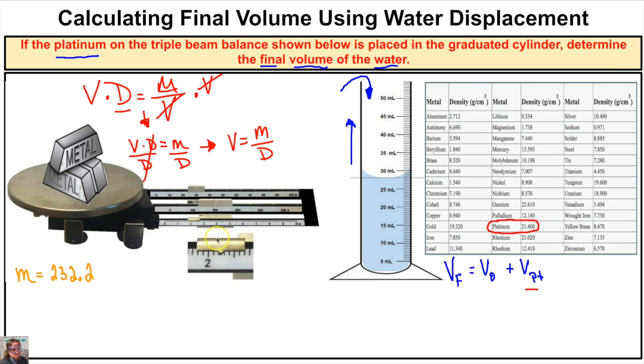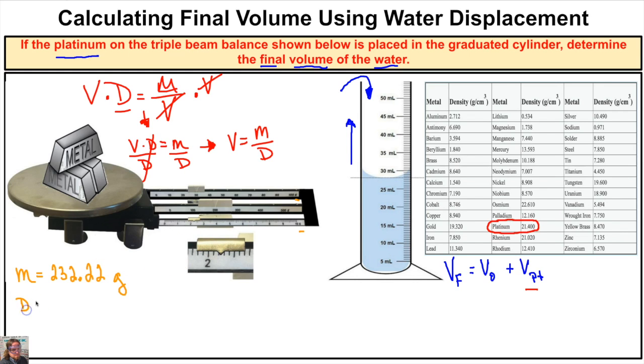So this instrument here measures to the 1/10 of a gram. If we take a look, there's grams right here. So we have to go one past. We have to estimate what this is going to be. And if we take a close look, we'll go ahead and call this 232.22 grams. So there's the mass of this object.